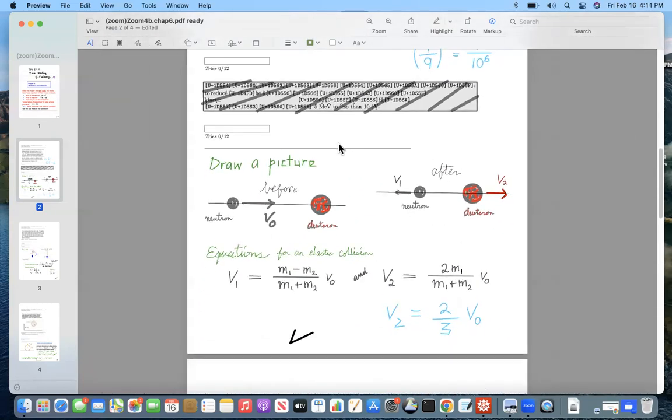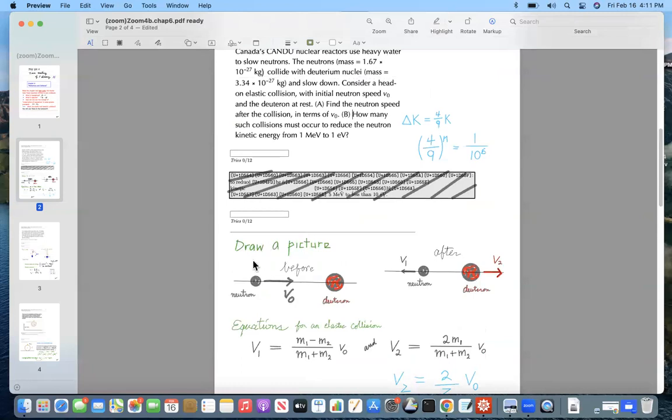So here's a picture. We're going to have a collision. It's going to be a head-on elastic collision. So here's a picture before the collision. You have the neutron coming in with a speed v0, and you have the deuteron, the doubly hydrogen isotope. Here's the picture after the collision.